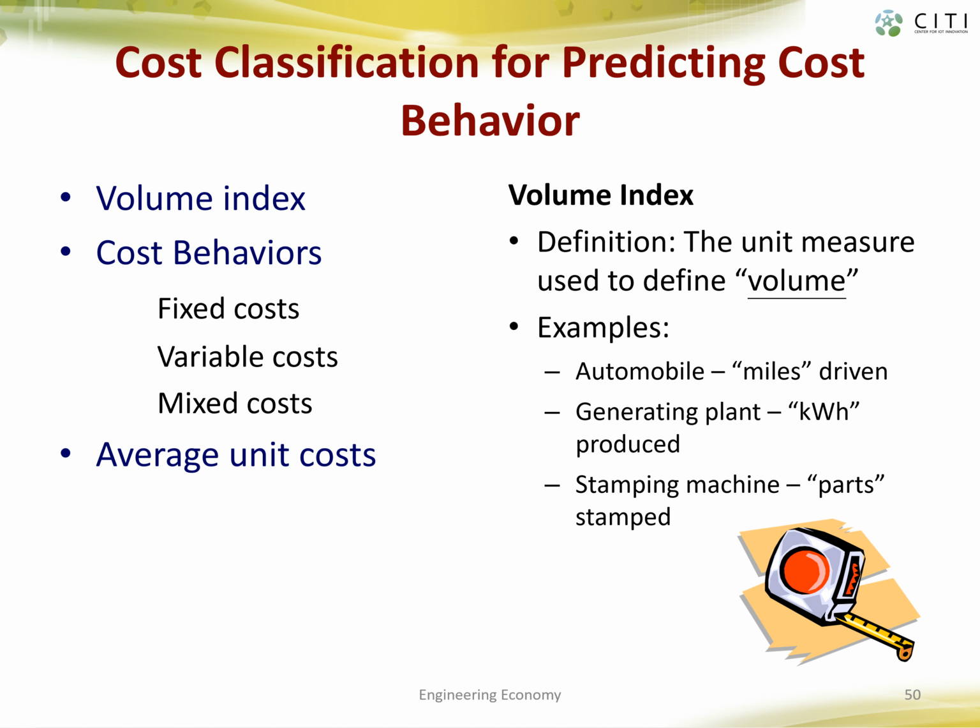There are also different kinds of classification, which is the so-called fixed cost or variable cost. Before that, there is something called volume index. A volume index is when we want to measure the volume. However, we need to have a metric to define the volume. Then we count the numbers against that volume. There are some examples. For example, with an automobile, we'll look at the miles driven, right? Every mile that you drive, there will be some cost incurred. Or a power generation plant, a kilowatt hour produced. Or a stamping machine, every part you stamp, you get a part, but you also get the cost.